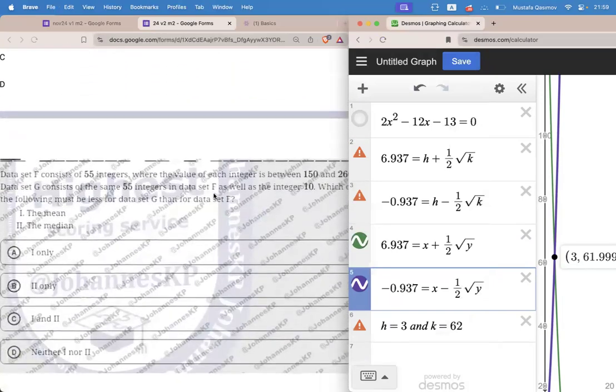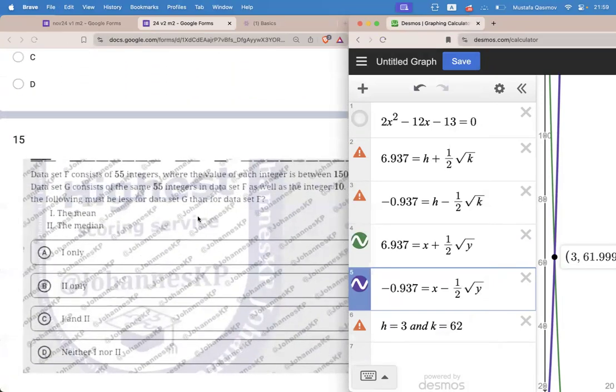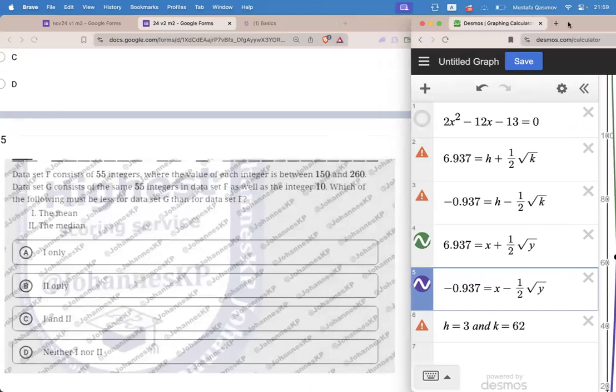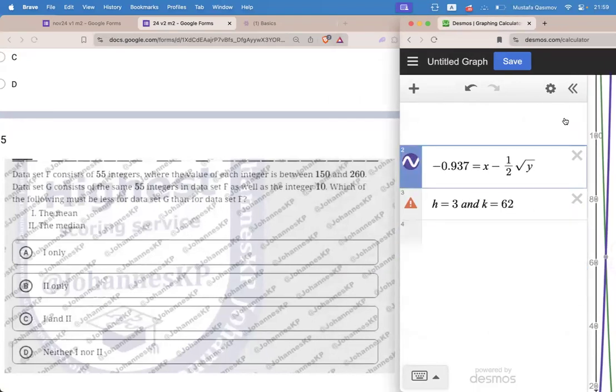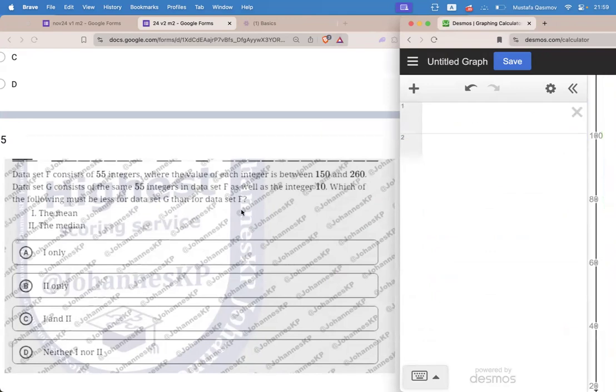Okay, let's continue. Again, answer is mean. But for example, okay, let me explain that one. It says that data set F consists of 55 integers from 152 to 260. Data set G is equal to data set F plus 10. Because we add here a number smaller than all of them, mean will decrease, right? Yes.